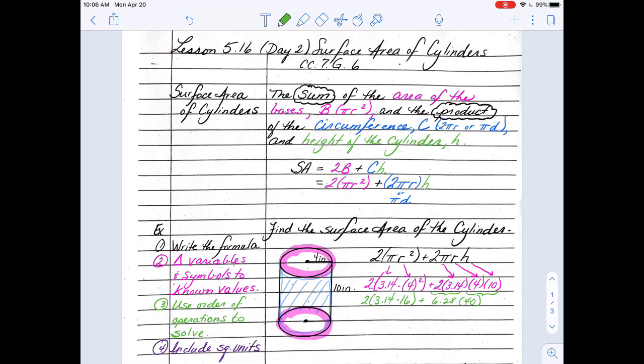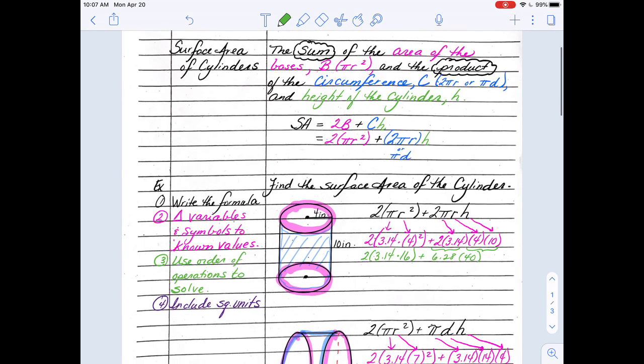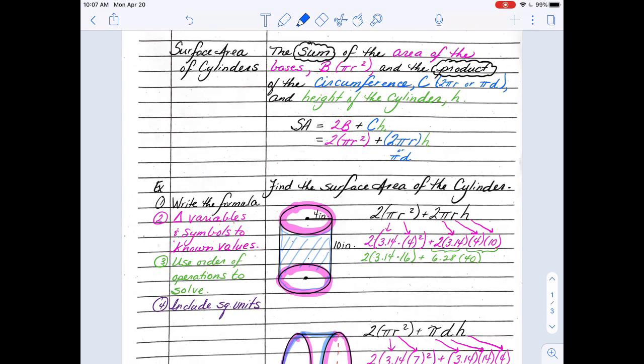Again, remember we talked about surface area being the area of every single side that you would have to cover if you were wrapping it in wrapping paper like it was a present. So I'm giving you the formula for surface area, and I'm telling you right here that surface area is the sum, which means you're going to be adding.